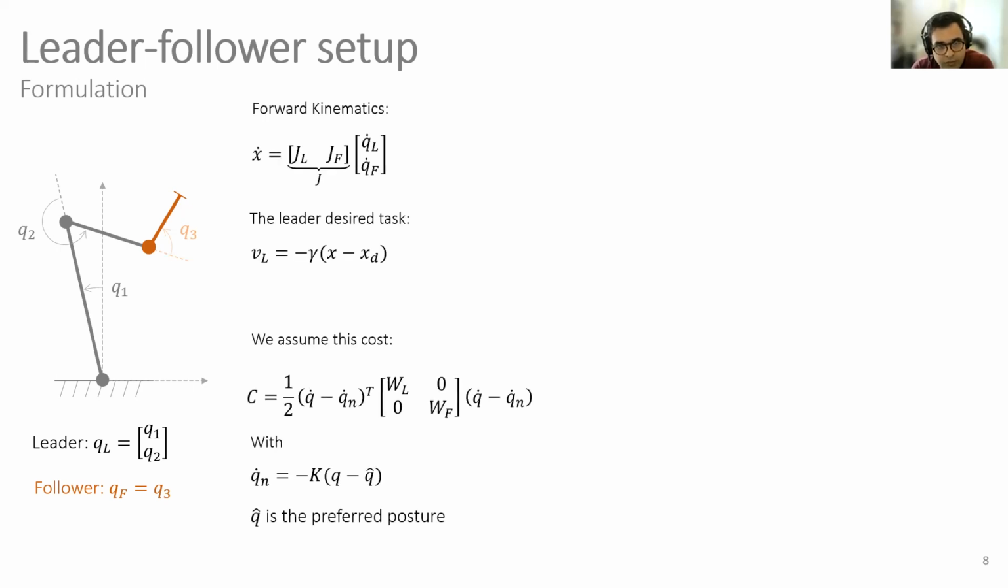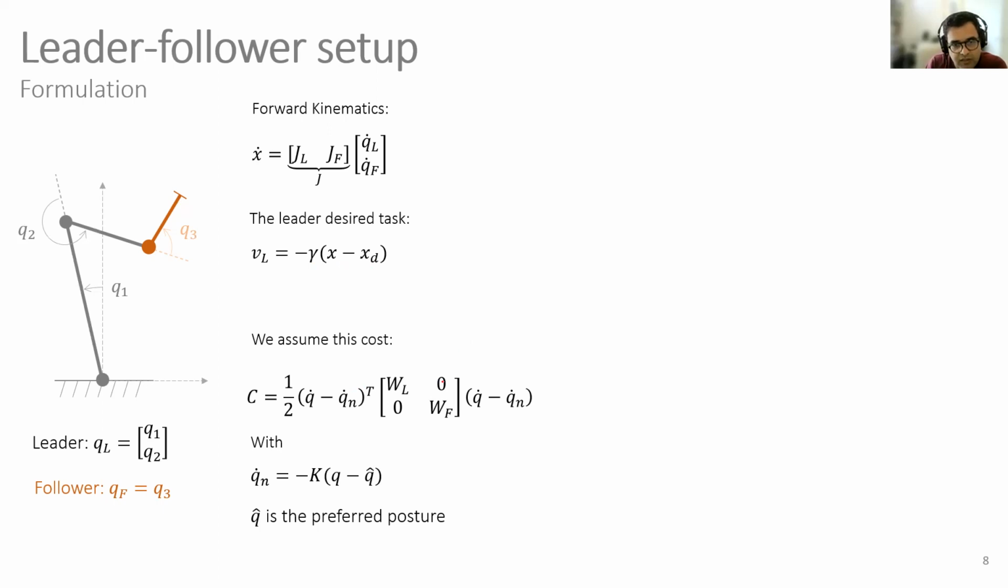And so the forward kinematics is nothing special. It's just that we can dissect the Jacobian into two parts, for the leader and for the follower. And then we assume that the leader is trying to go somewhere. So the desired velocity, I write it as VL. So this is something that only the leader knows. And he's trying to go to, so this is the end effector position, it's trying to go somewhere with some gain.